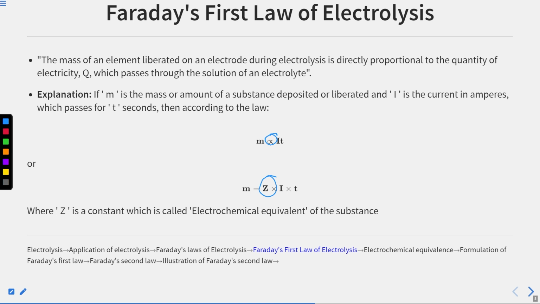So this is our first law, which says that the mass deposited on our cathode, which is negatively charged, is directly proportional to the current we are applying and the time for which that current is applied. Upon removing the proportionality sign, we have Z as the proportionality constant, called the electrochemical equivalent of that substance. Now this is our first law. We'll study more about this Z, the electrochemical equivalent. So what is this Z?